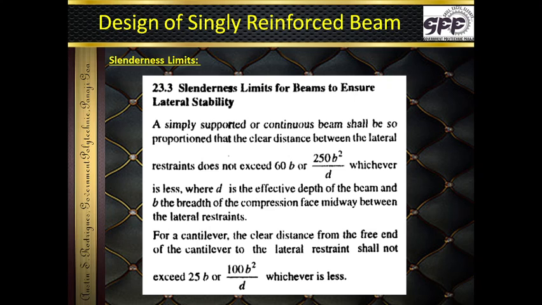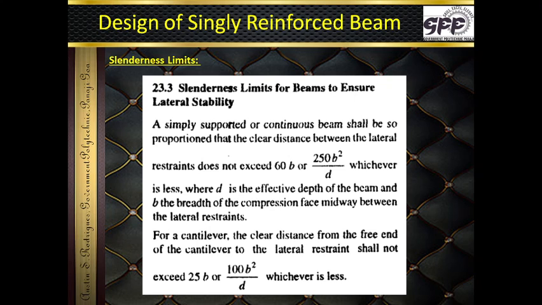We need to understand something called lateral stability. Now what is lateral stability? Whenever we have beams, sometimes if the span of the beam is too large, or the beam depth or the beam width is too slender, the beam could buckle due to loading. Not as vertical deflection, but buckling as in horizontal deflection. The beam is loaded, but horizontally it buckles, horizontally it bends.